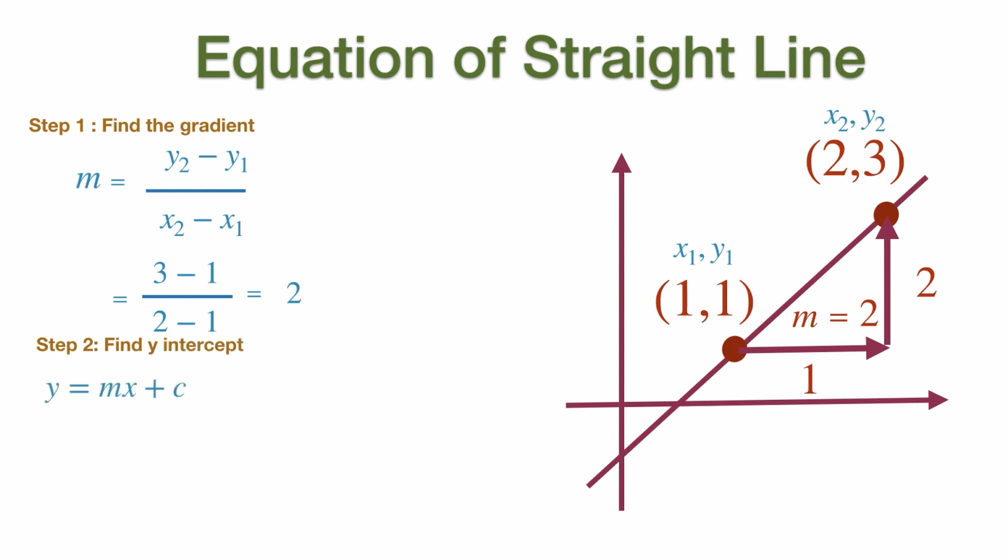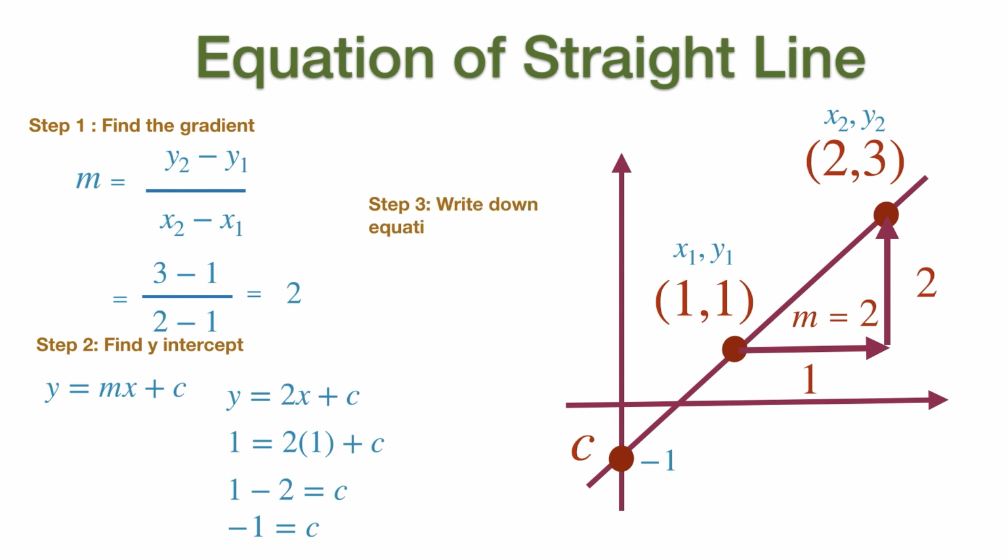In step 2, we start by writing the general equation of a straight line and substitute the gradient we calculated earlier. Now we need to substitute one of the given coordinates to find the y-intercept c. On this occasion, we choose the coordinate (1, 1) and substitute this into the formula, which gives us c equals -1. We can now finally rewrite the equation in full. So the equation of the straight line will be y equals 2x minus 1.